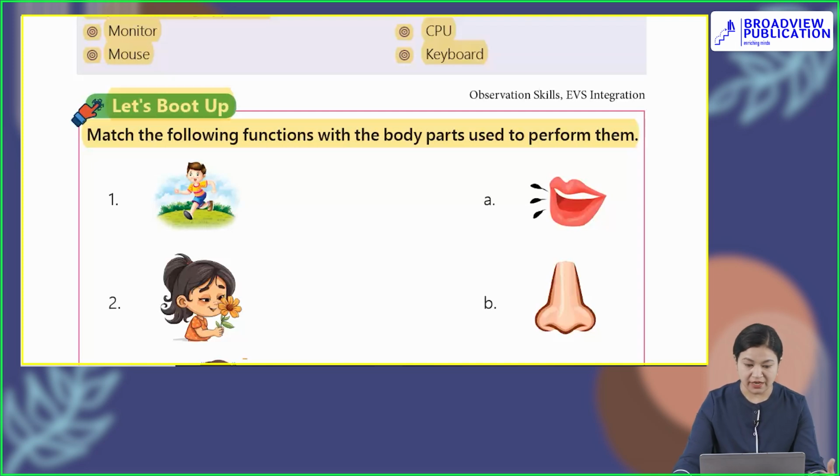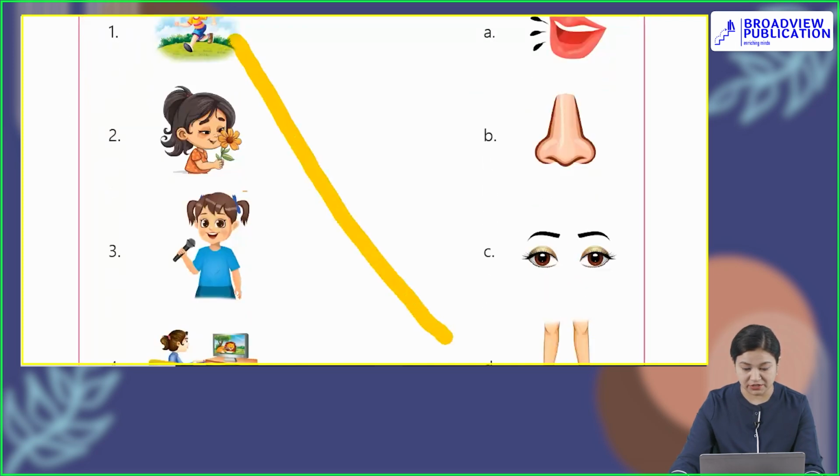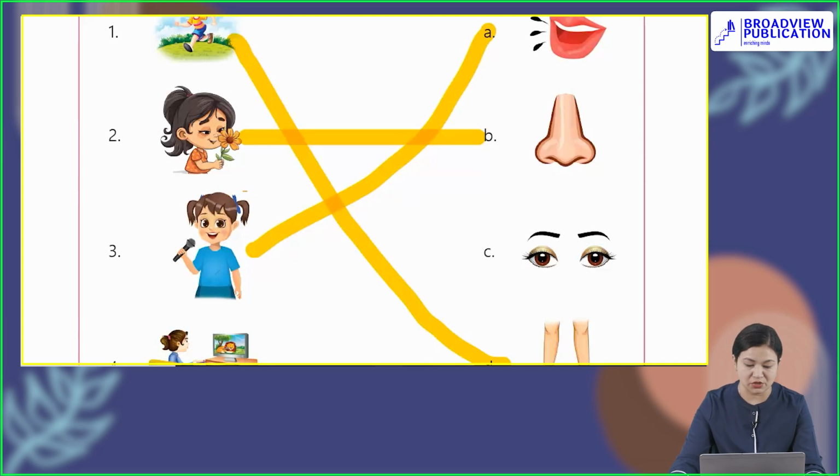Match the following functions with the body parts used to perform them. As you can see, some activities are given here and you have to match them with the body part which you use to perform them. Like running, we use our legs to run. The girl is smelling the flower, so we use our nose to smell the flower. Next, a girl is singing a song, so we use our mouth to sing a song. And last picture, a girl is watching a movie. So which body part do we use to watch a movie? Can you tell me? Yes, it is our eyes.